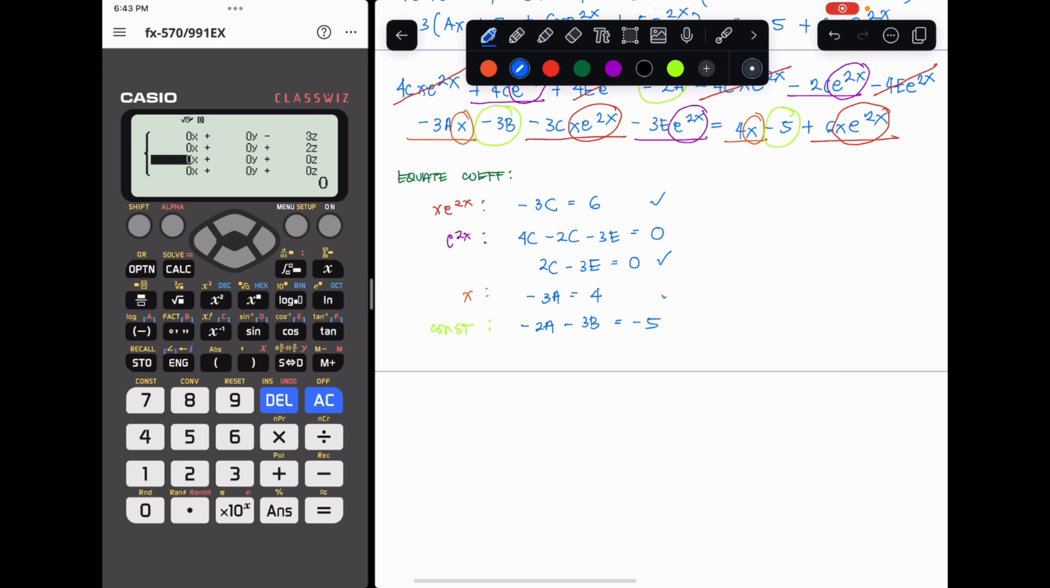Then for the third one, we have negative 3, 0 for B, C, and E. Then for the constant, we have 4. And lastly, we have negative 2, negative 3, 0 for C and E. And then lastly, for the constant, it's negative 5.